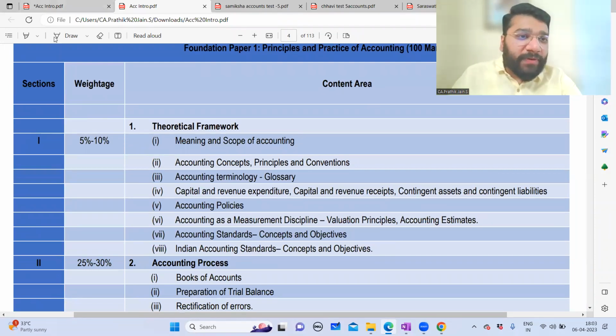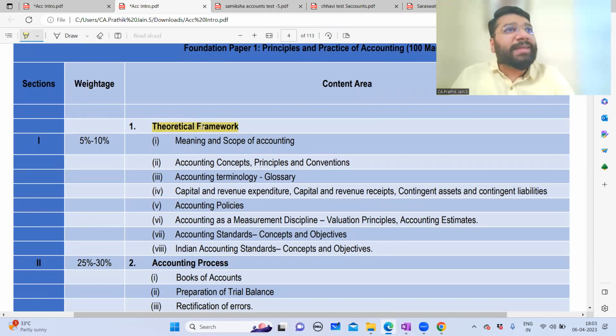Now, guys, your first chapter is going to be the theoretical framework, which is a boring chapter. Well, theory means people feel it's a very boring topic. Not necessarily. If things are explained the way they are supposed to be, it could turn out to be interesting. And this topic is quite important from the examination point of view, because it will carry nearly 5 to 10% every attempt. The minimum 5 marks they will definitely ask, and it can go up to even 10 marks.